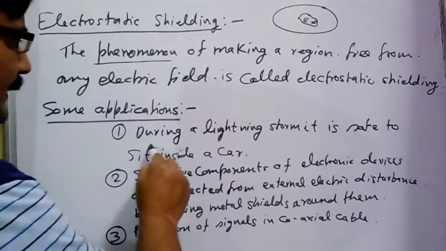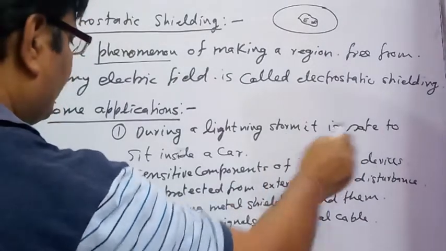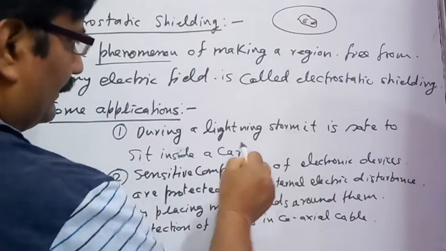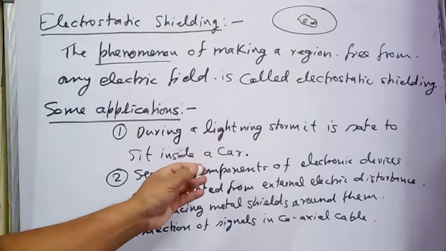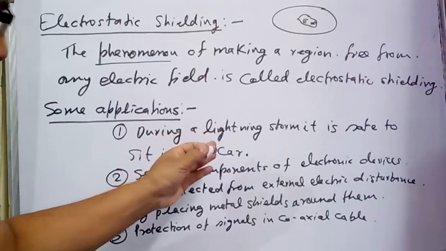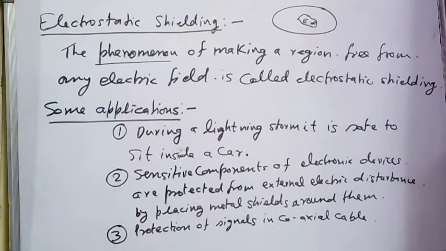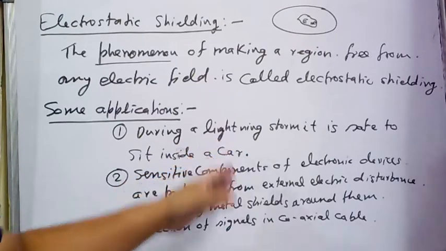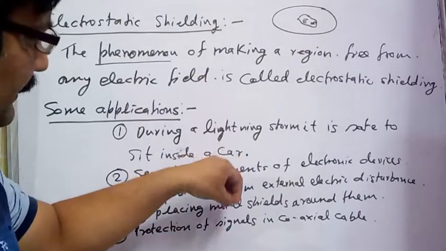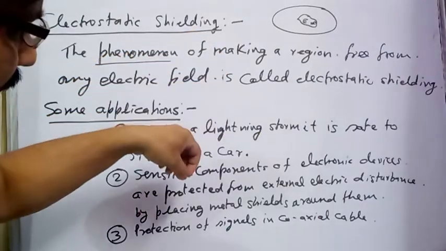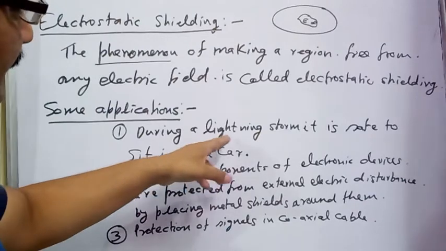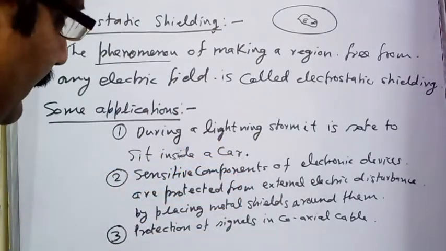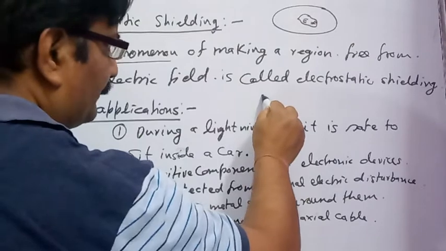First application: during a lightning storm, it is safe to sit inside a car. Suppose we are moving outside and suddenly lightning starts. If at the time of lightning we are exposed in an open area, that is dangerous. If lightning happens at that place, it will fall on the head of that person. To keep safe, sitting in a car works as a shield for the person.